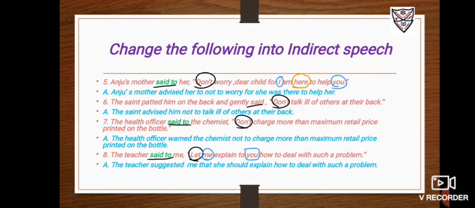Okay. Now children, whenever do not or don't comes, we are going to use not to, and whenever let comes, the reporting verb changes to suggested. Okay. And you can even use should, but make sure whenever you are using should, you are using that. And if you don't want to use that, then should also you cannot use. So it will simply become the teacher suggested, because you are not using that, so the teacher suggested to me to explain to us how to deal with such a problem.